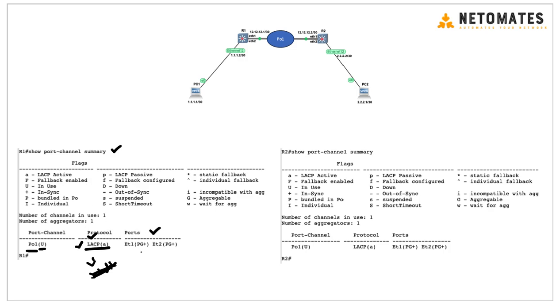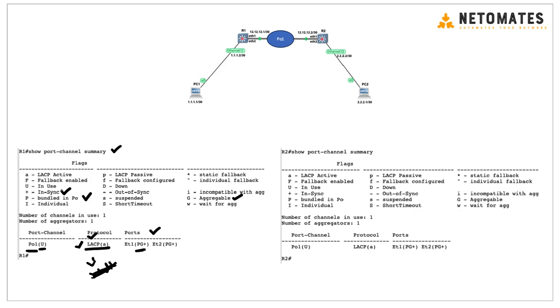So ports, Ethernet 1, you can see it has a status uppercase P, G, and a plus symbol. So let's see what that stands for. Uppercase P stands for bundled in port channel, means it is part of the port channel. G, uppercase G, it is aggregable, means this interface is supporting the aggregation, means it can be part of the bundle. And the plus symbol is in use, means it's working fine, up.